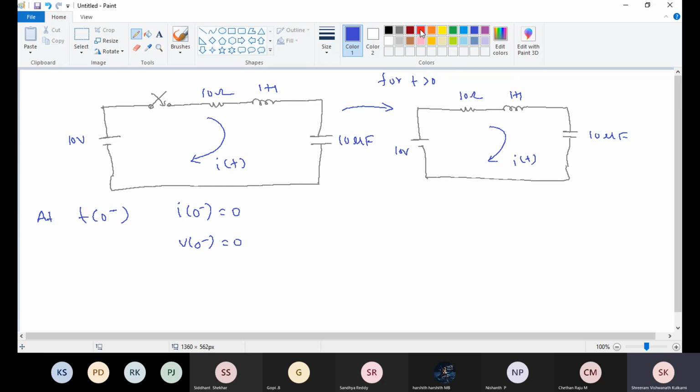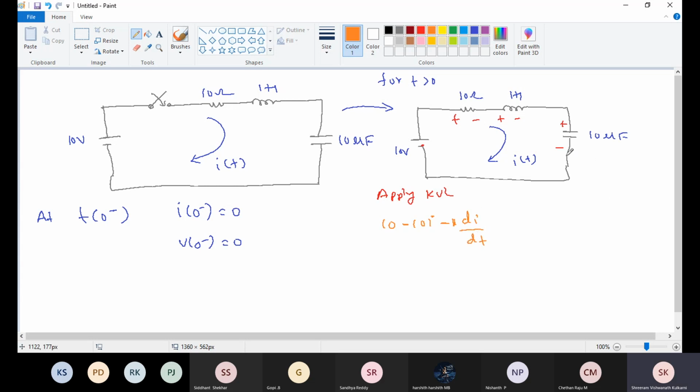Apply KVL. This minus, current entering plus, minus plus, minus plus, minus. KVL for the above circuit: minus to plus, plus 10; plus to minus, minus 10 i. Then the current through this inductor, that is L di/dt. L is 1 here, so 1 di/dt.